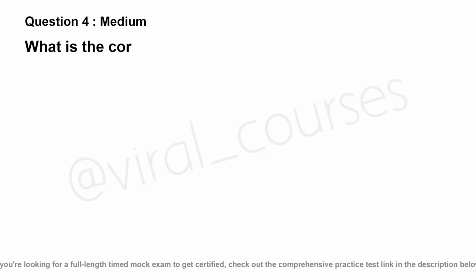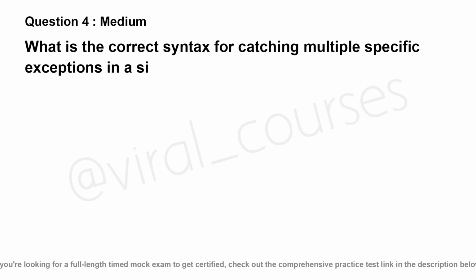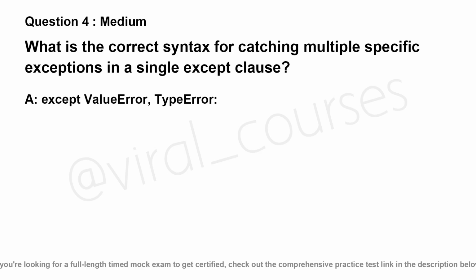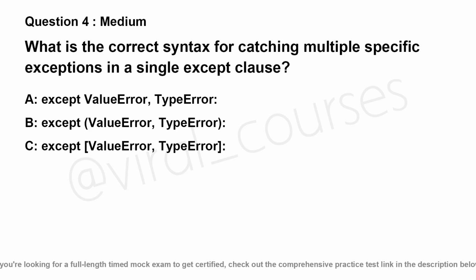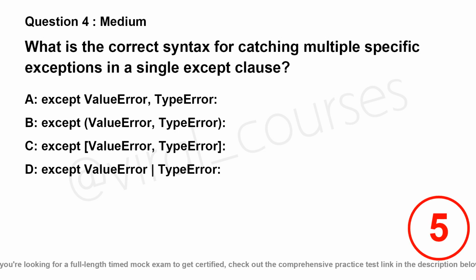What is the correct syntax for catching multiple specific exceptions in a single except clause? Option A, except ValueError, TypeError. Option B, except (ValueError, TypeError). Option C, except [ValueError, TypeError]. Option D, except ValueError | TypeError.